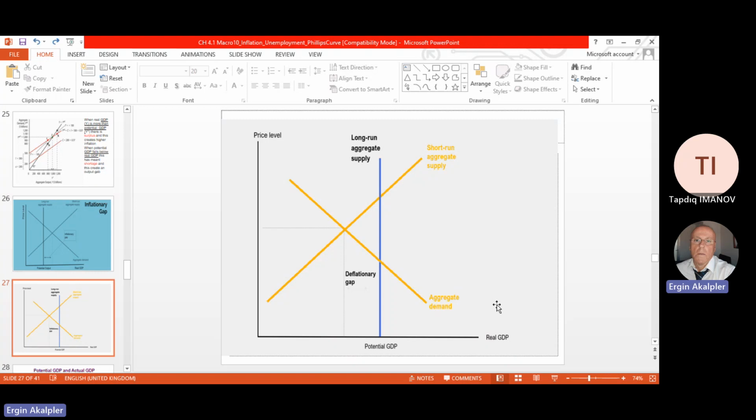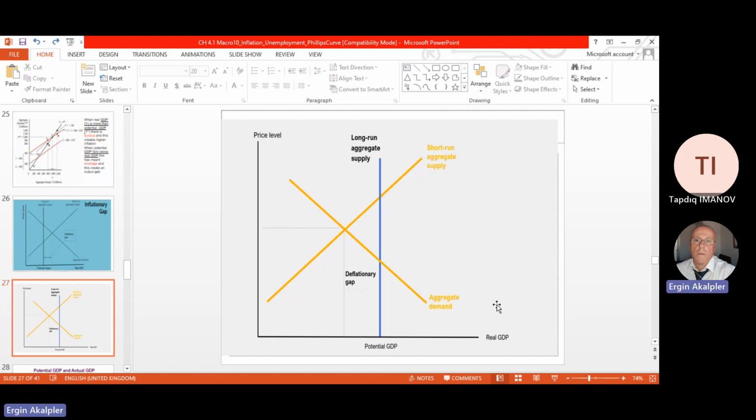And on the graph we are showing here, there is another case where the potential is located on the right side of the equilibrium, and this is a deflationary gap, where the long-run aggregate supply and the potential GDP are located on the right side. Where the aggregate demand and the short-run aggregate supply curve intersect each other below the potential GDP, this means there is a deflationary gap in the economy.